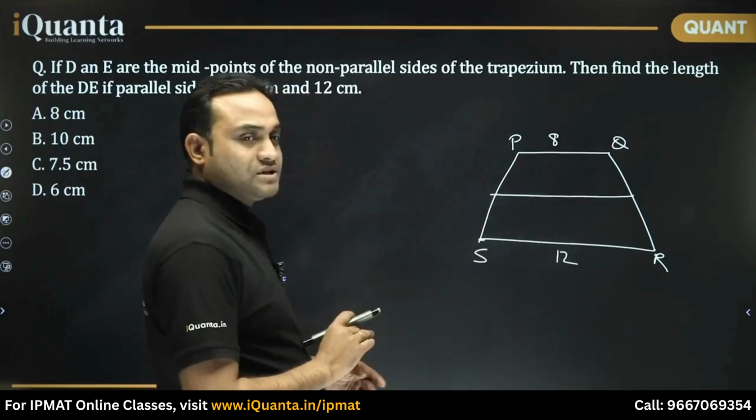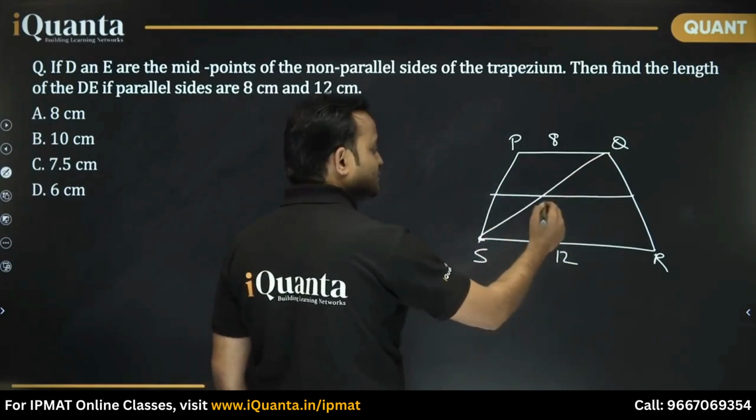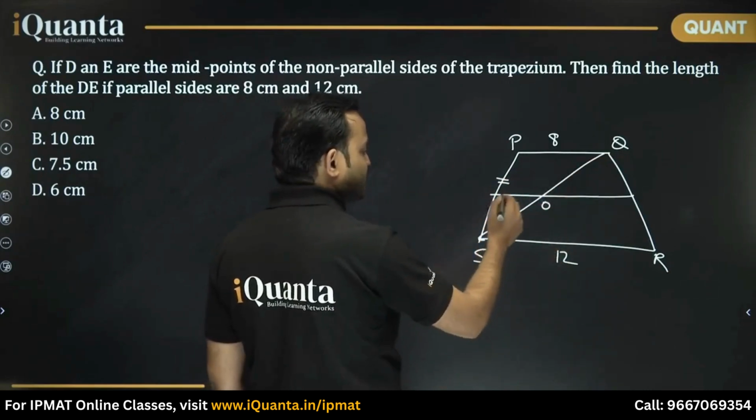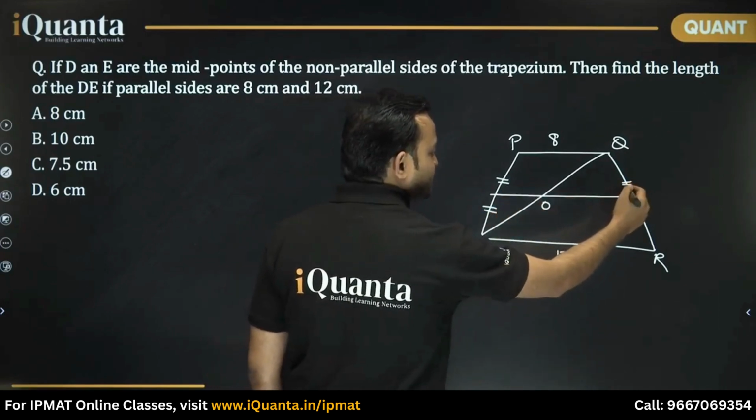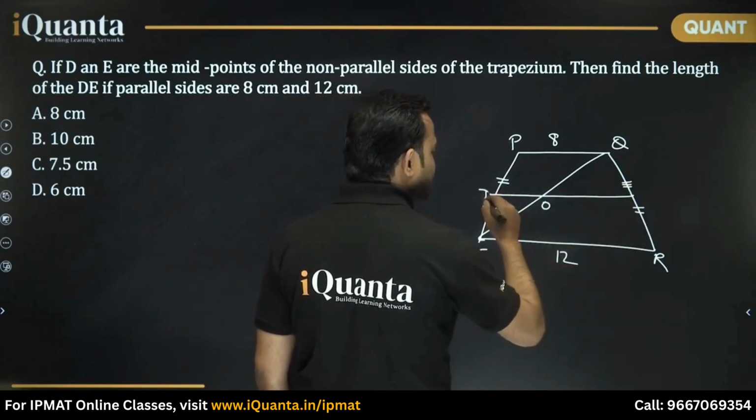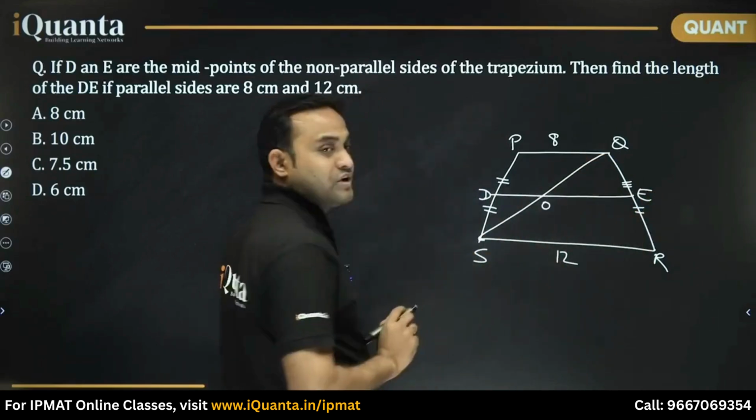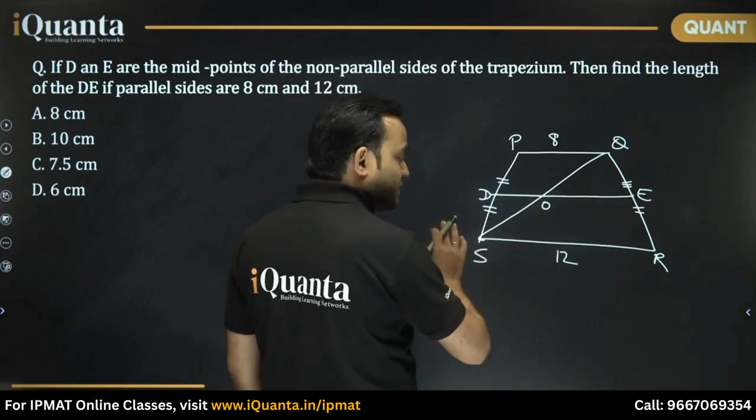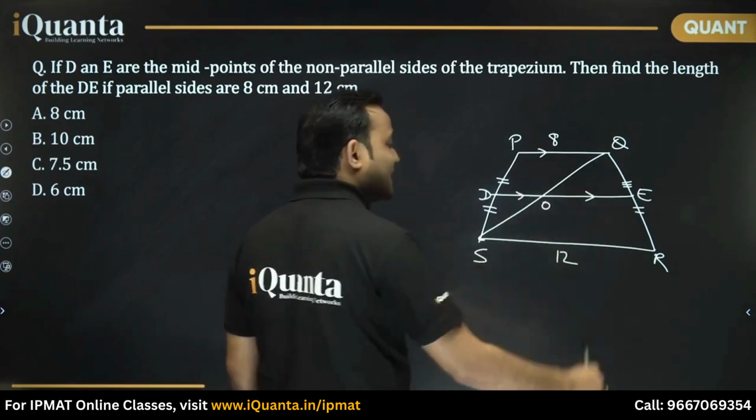Now think about this. If I join this line, can I say this is midpoint and this line is also midpoint? This point E is also midpoint. So this will also be midpoint of QS. And so DE will be parallel to SR. So these two lines will be parallel to each other.